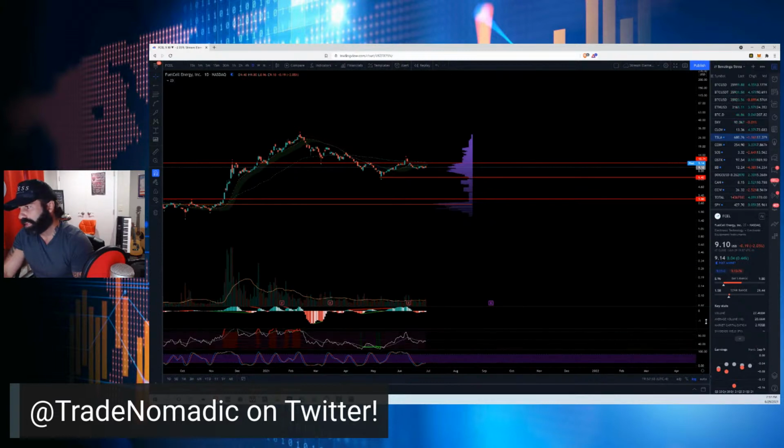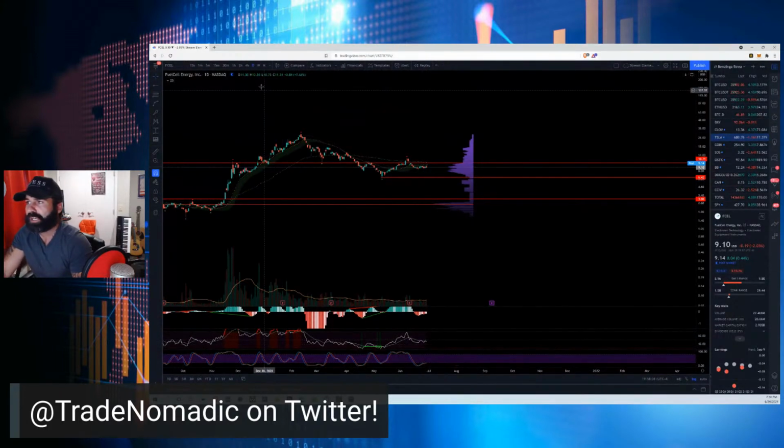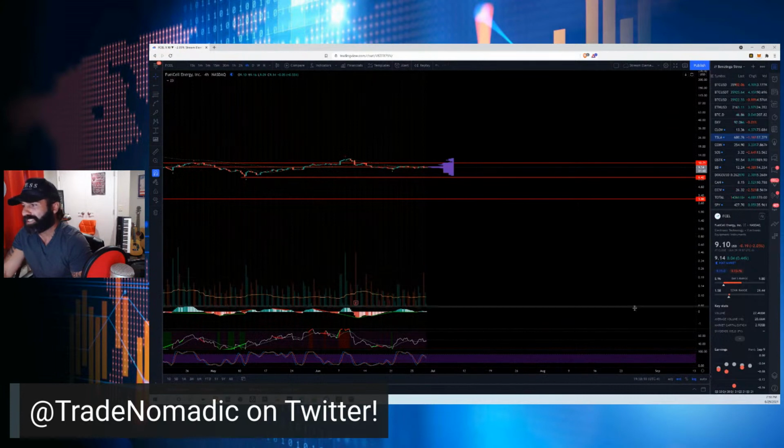It does look like on the daily chart you're losing your negative momentum. Same thing with the Stoch RSI. You're at the bottom of the range. Neutral again on the RSI for FCEL on the daily.